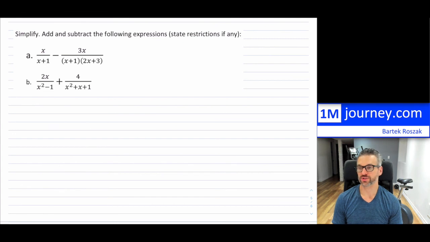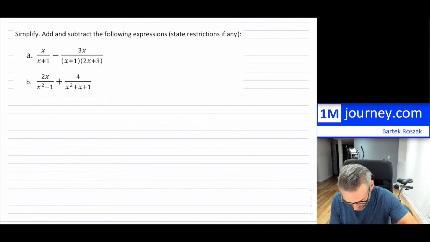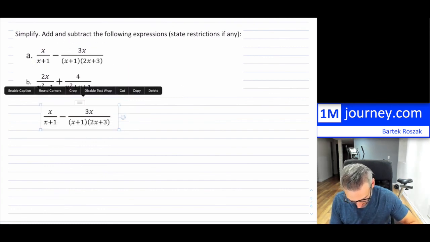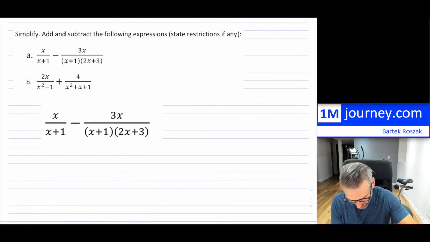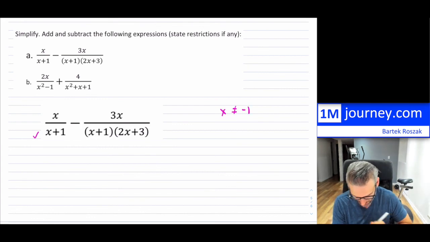For this question, we want to be able to add and subtract the expressions. So we're going to have to find common denominators. And, well, we'll try to simplify. Now, it does say state restrictions, so we will try to do those restrictions as well. So here's the first one. Let's maybe bring it down here, blow it up a little bit. Okay, so in terms of restrictions, right here, x cannot be equal to -1 because it's going to make that denominator 0, which is not what we want. Now, this also happens here, actually.